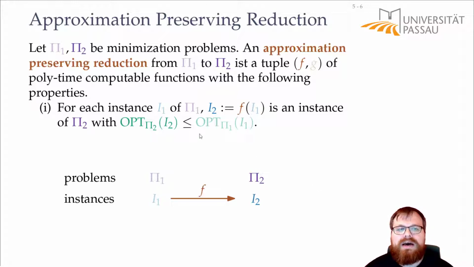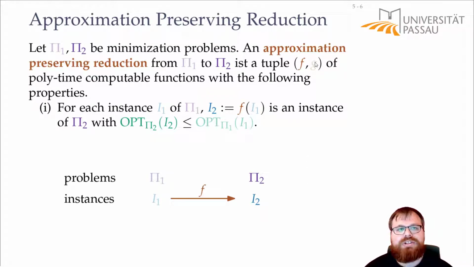And there we also have the additional property that the optimum for this second instance is at most as large as the optimum for this first instance. This is something important we need. So we take this instance, we create another instance where the optimum can only get smaller.